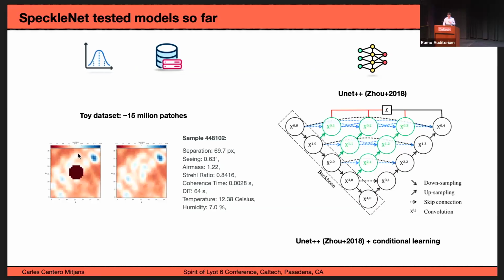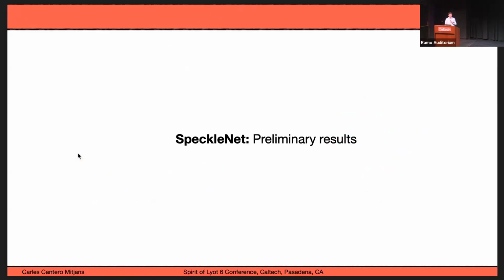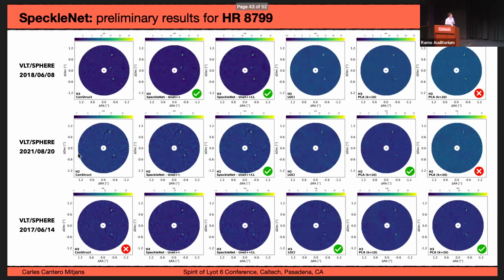So you will now see really preliminary results of SpeckleNet on real systems in SPHERE. This, for example, is one example. Each row is a different epoch of SPHERE for the system HR 8799. You can see, I guess, the names of the algorithms: Construct, SpeckleNet U-Net, and I am also adding the Loci PCA with 10 principal components and PCA with 20 principal components. These are signal-to-noise ratio maps after all the ADI processing.